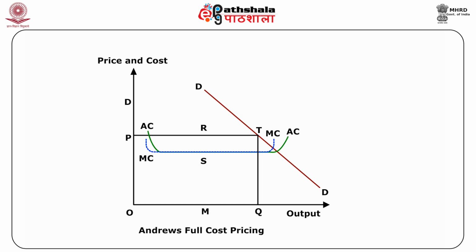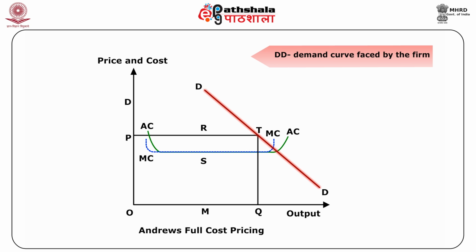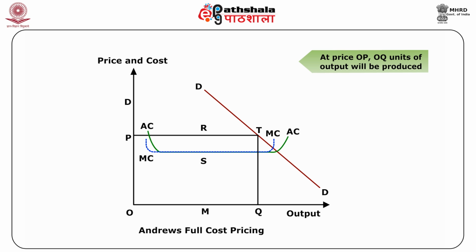The price of the product OP, which is determined on the basis of full cost RM, will remain unchanged irrespective of the amount demanded and the actual output produced in the given period. DD is the negatively sloped demand curve faced by the firm. At price OP, OQ units of output will be produced and demanded by the buyers.